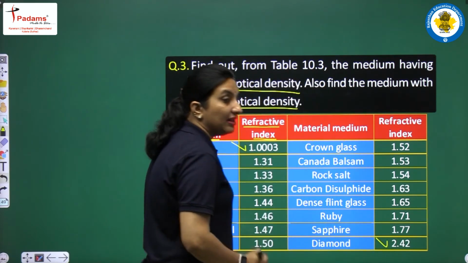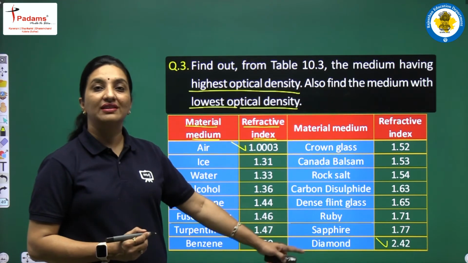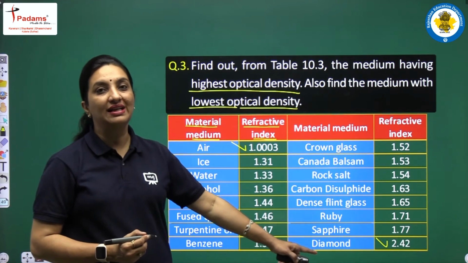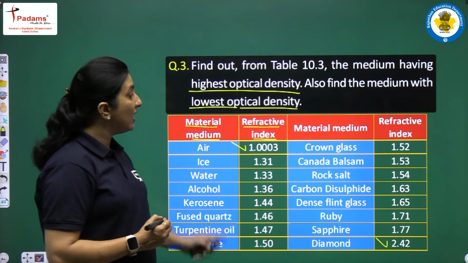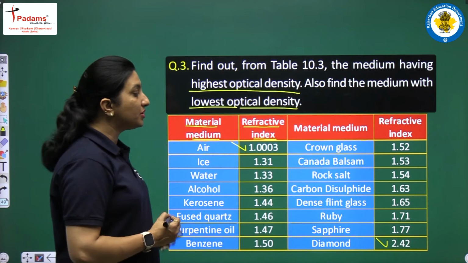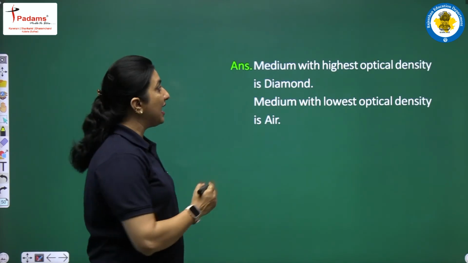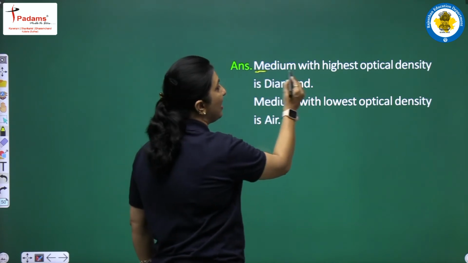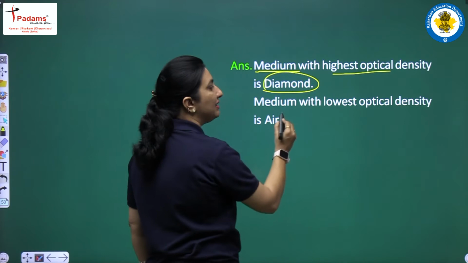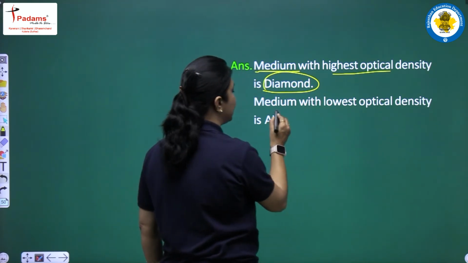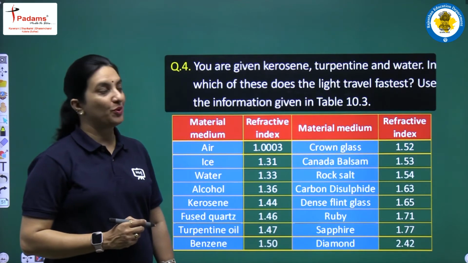And then what we see is that diamond is having the highest refractive index. So it will have the highest optical density, or you can say the largest optical density among the material mediums which are given in this table. So the answer will be that the medium with highest optical density is diamond and the medium with lowest optical density is air. Let's see the next problem.